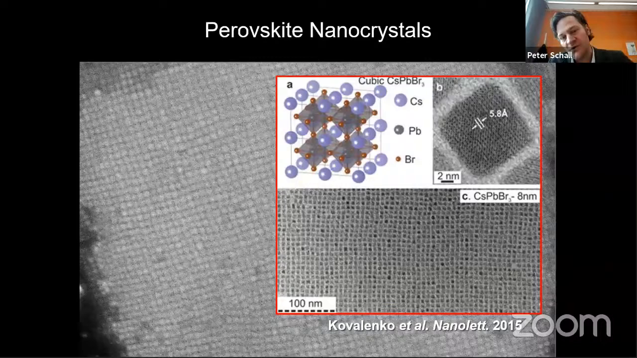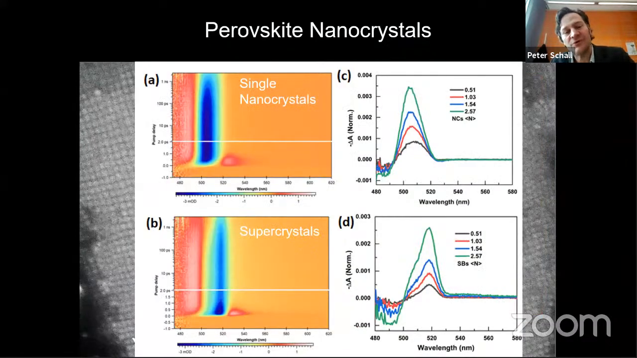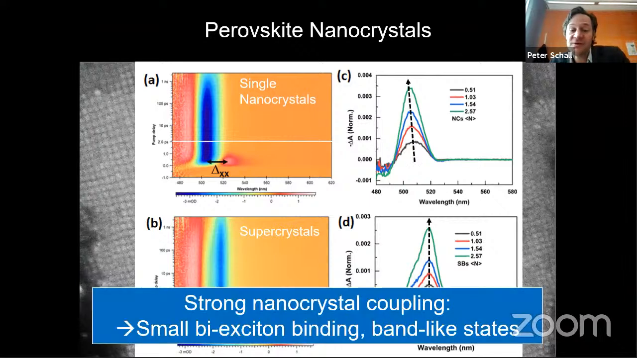I'm about to finish. Let me just give you a little bit of newer material that we are currently investigating. These are perovskite nanocrystals. They have become very famous because they're quite tunable, and people want to make real devices with those. They also have a very dense packing, as you see here. You have these cubic structures that assemble in a tight compound, and we can make these superstructures. And we found, I'm not going to go into details, that here we also see a transition to completely conducting material.